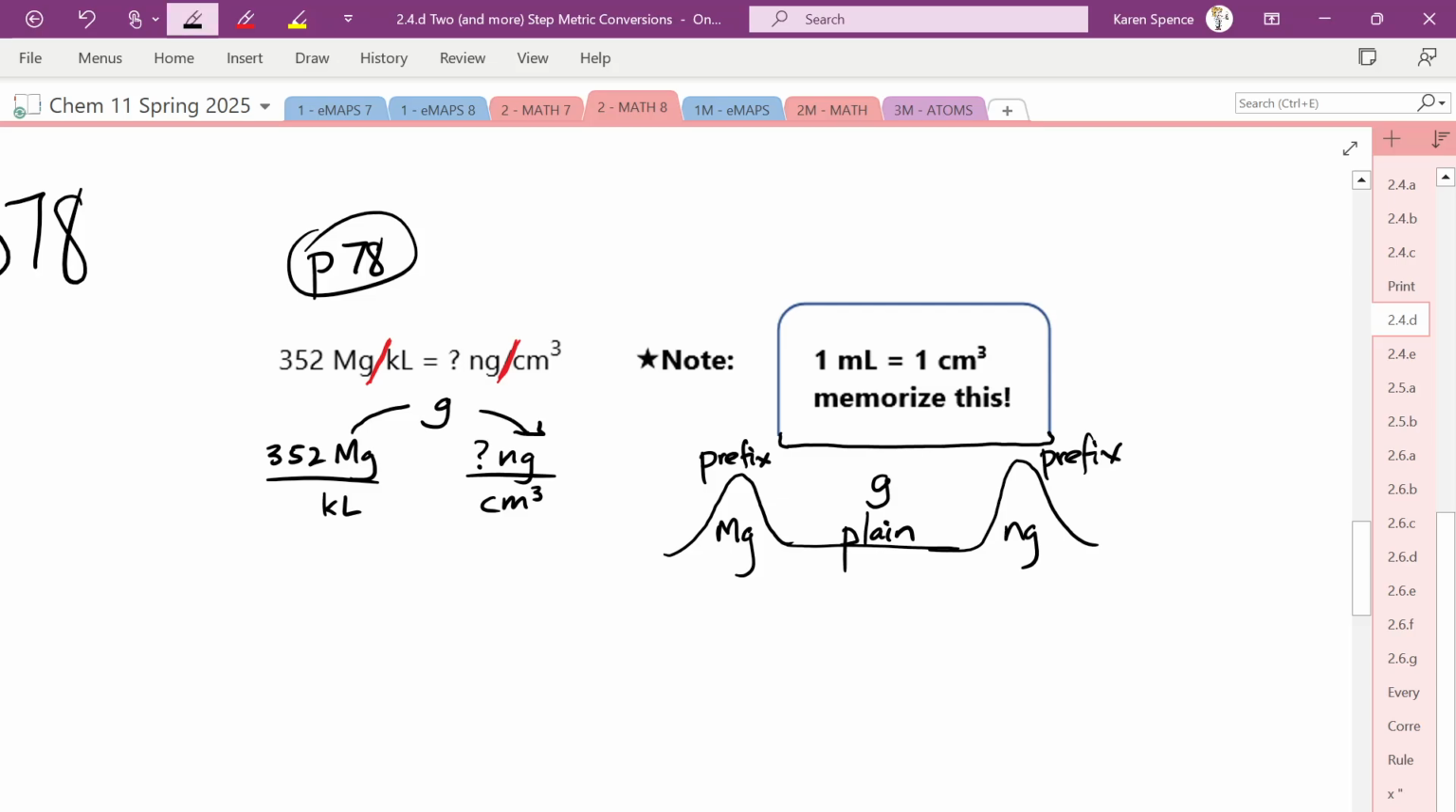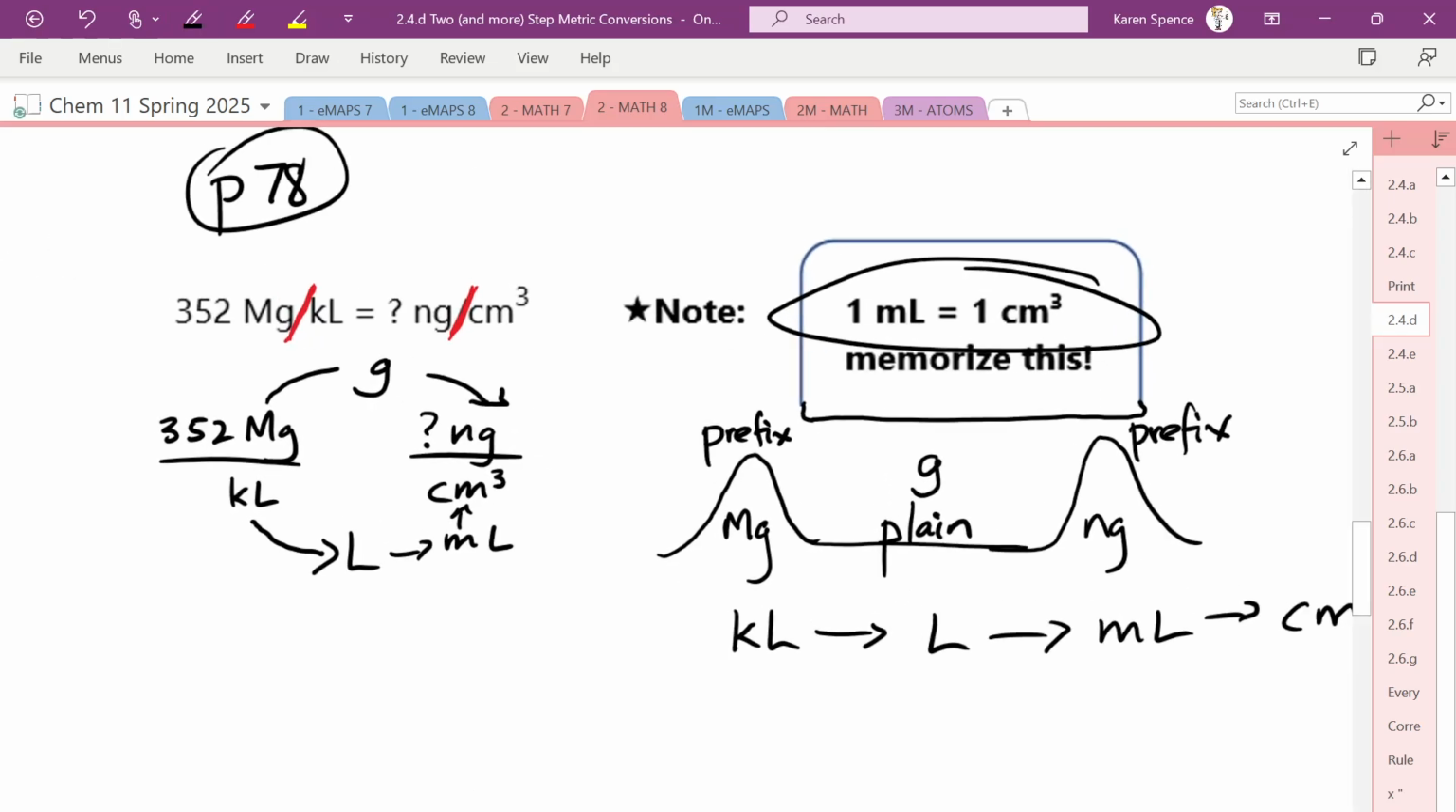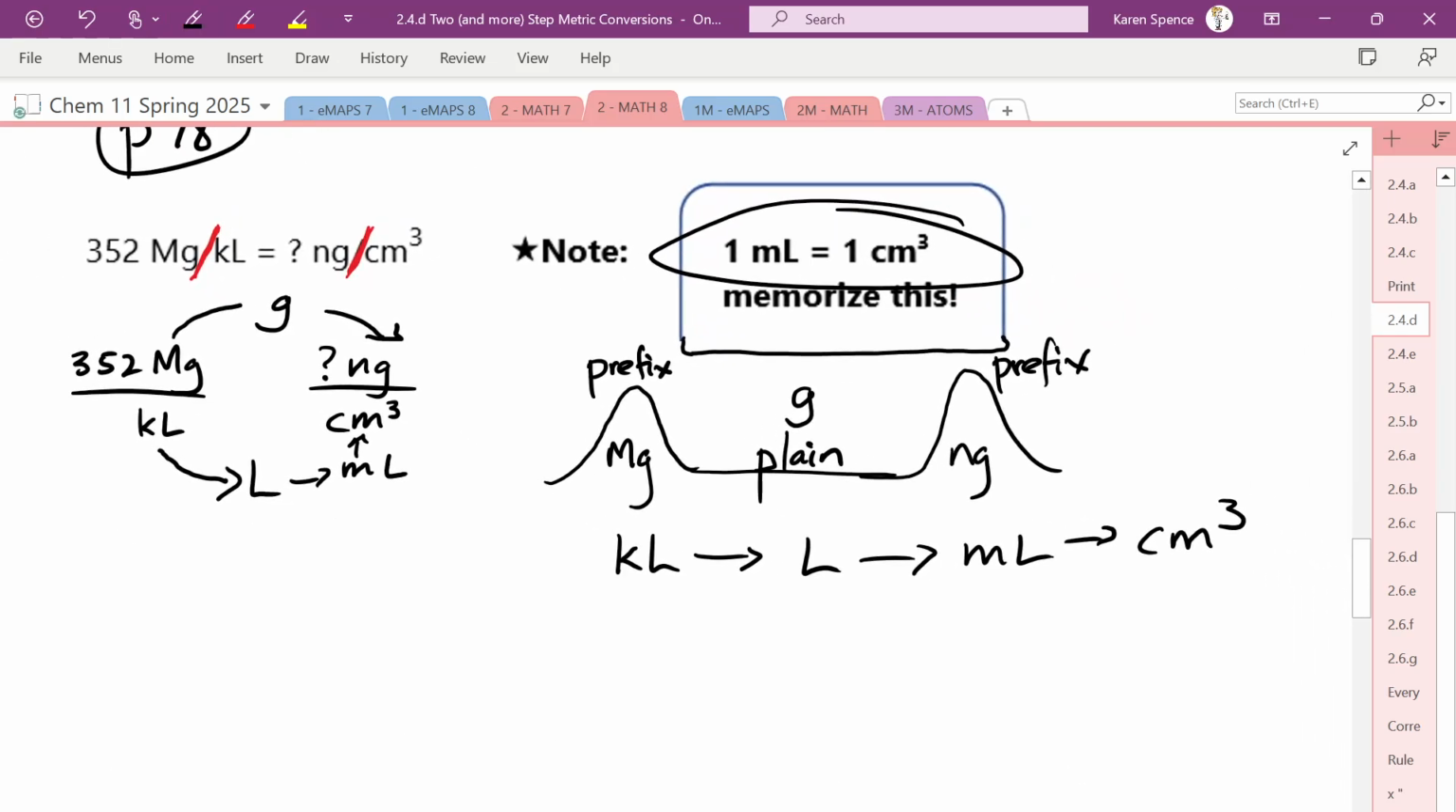And then the bottom part we're going to convert. Kiloliters would be our prefix unit. Our plain unit would be the liter. And then our prefix unit, well, we want centimeters cubed, but we know that centimeters cubed and milliliters are the same. So we can then convert to milliliters, and then we can take our final step to centimeters cubed. So we're going to go from kiloliters to liters to milliliters, and then we can just do a simple substitution. We don't even have to do a conversion for that last one, okay? So let's take a look at what this would all look like in one line.